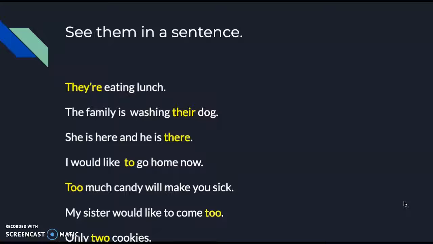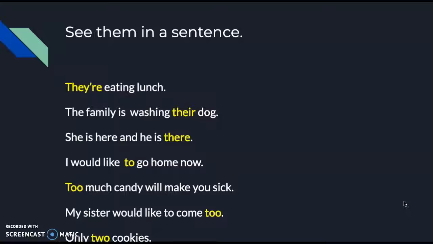I would like to go home now. To. That is showing relationship in time or in space. We're seeing that this person would like to go home. They're going towards their home, so we use to.